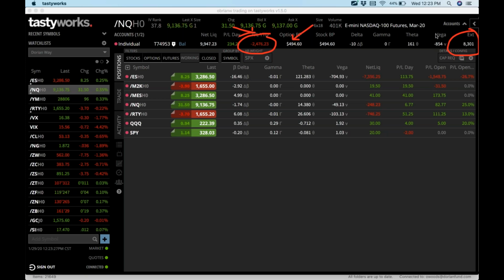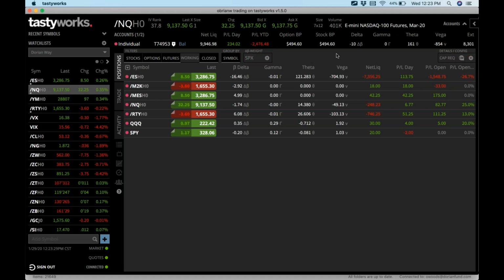This is the delta that I'm looking at right now, which is -10 in this account, and I am looking to add some positive delta and do it for no buying power. There are several things that you can do, and if I wanted to increase this buying power, there are a few things I can do as well.